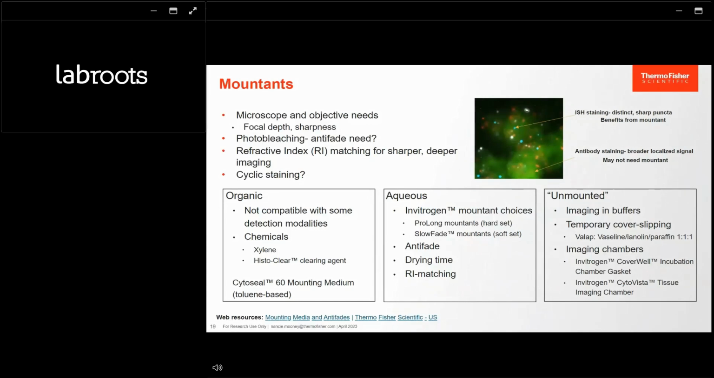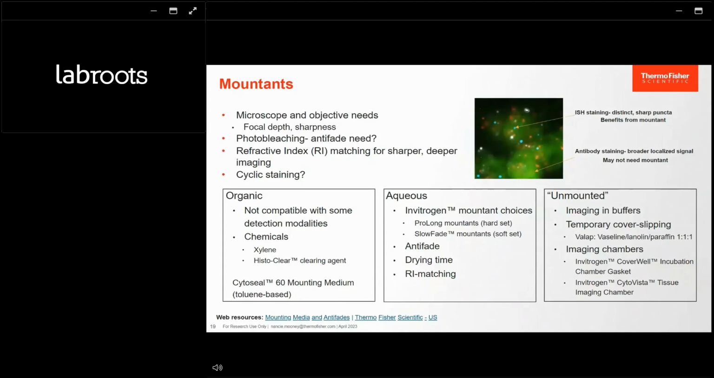One of the things to consider when choosing mountants is the refractive index matching. If you match your refractive index to your microscope and objective needs, you can do sharper, deeper imaging with less effort. When choosing whether or not you're going to mount, there are many considerations. For example, if you're doing in situ hybridization that has these sharp, distinct puncta, often this kind of detection strategy really benefits from a mountant, so you can get these nice clear images. However, some antibody staining is broader, more localized, and might not need that clarity to get good data.